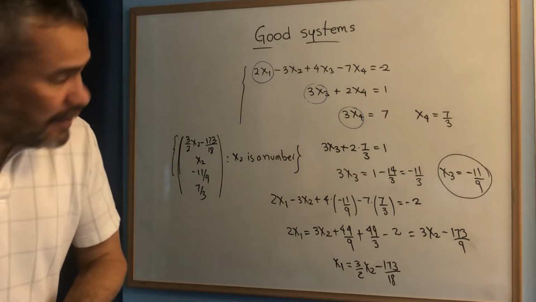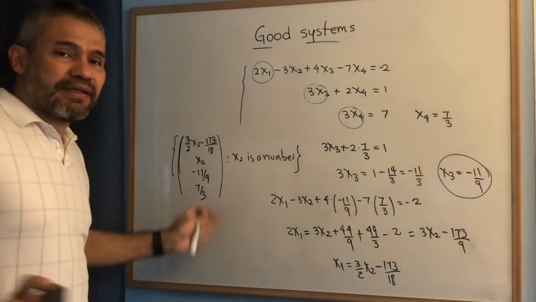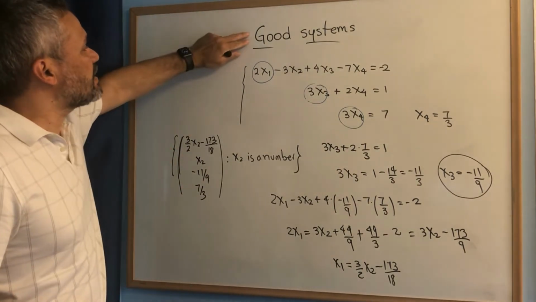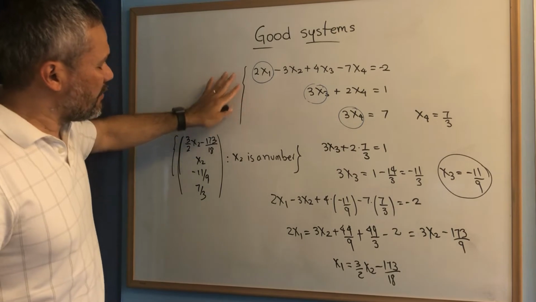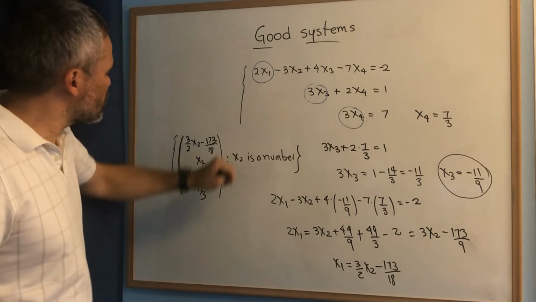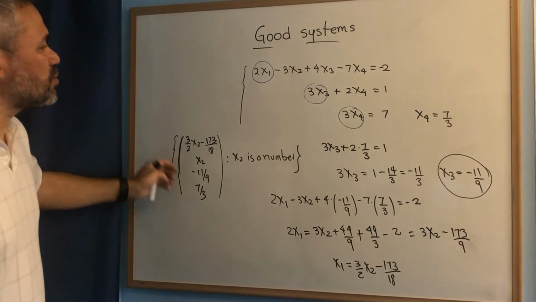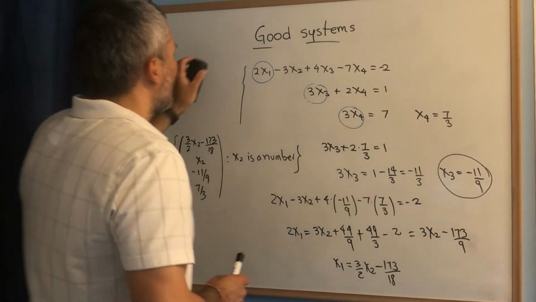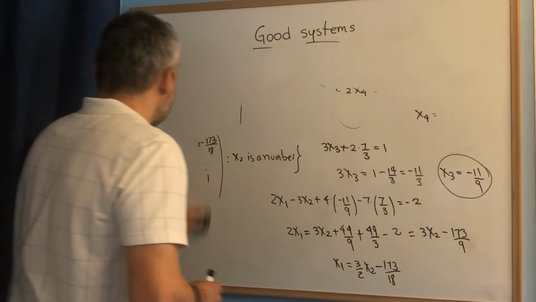Then let me try to explain this in general. What is a good system? That means a system in which we can do this back substitution and get a good answer. Let me erase this.